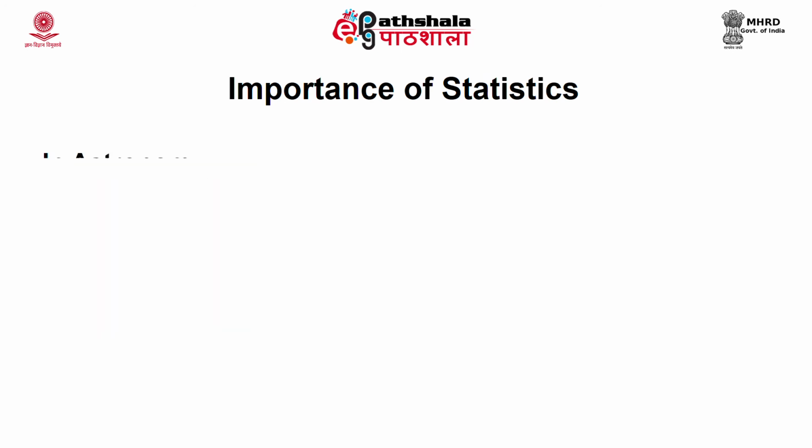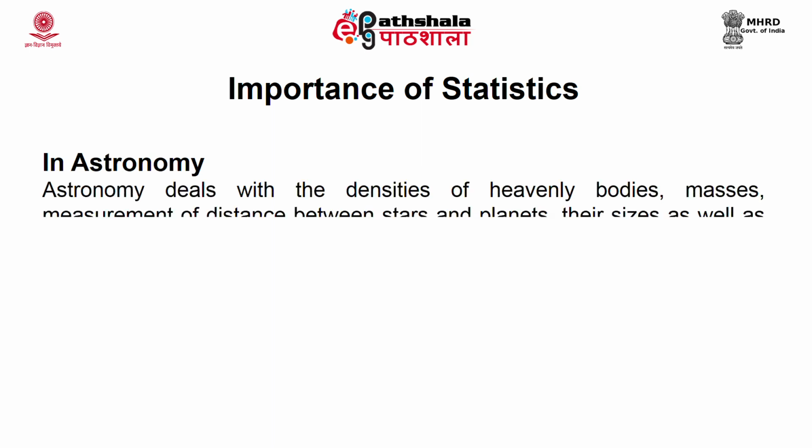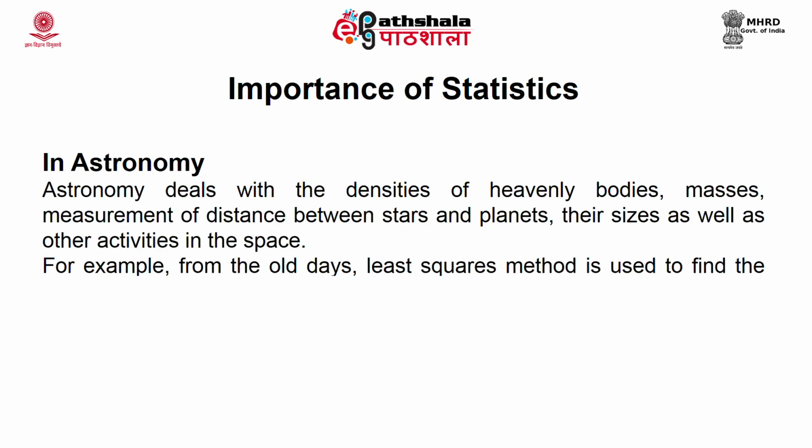In astronomy, the subject deals with the densities of heavenly bodies, masses, measurement of distances between stars and planets, their sizes as well as their activities in space. For example, from the old days, the least squares method has been used to find the movement of stars.